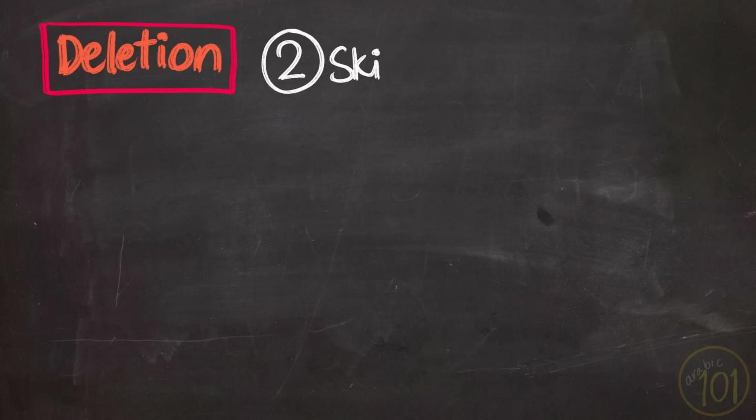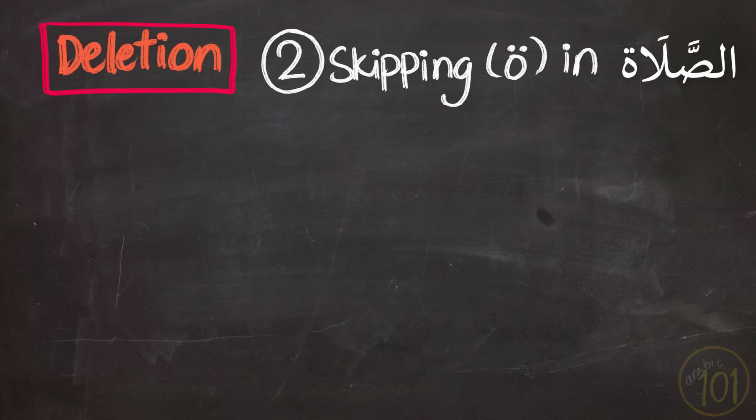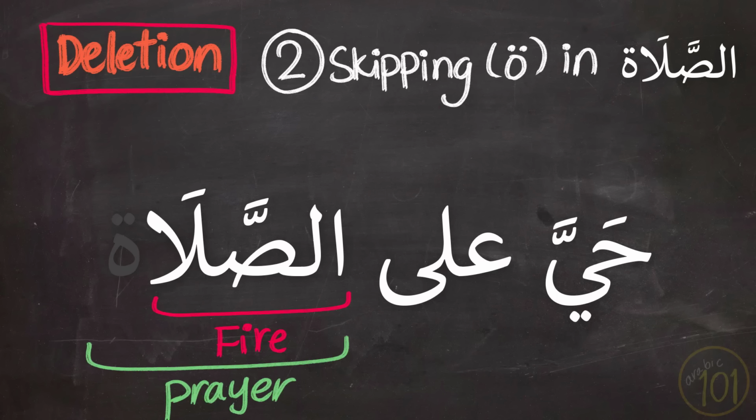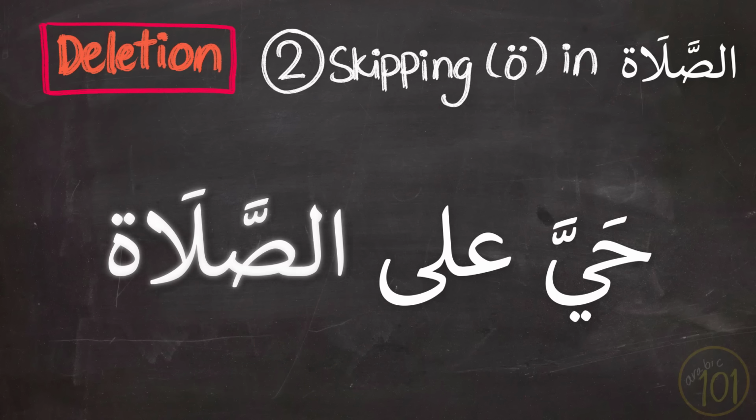Next is dropping the ta marbuta at the end of the word salah, which is pronounced in this case as ha, and saying Hayya ala salah. The word salah with no ha at the end means fire, and salah with the ha at the end is prayer. So that ha must be clearly pronounced without exaggeration to be pronounced correctly. And of course we say as-salah, not as-salat, with a full ta at the end.